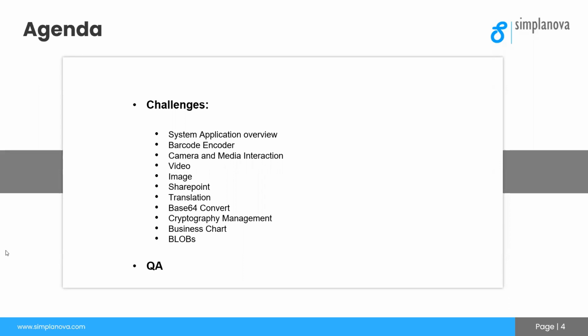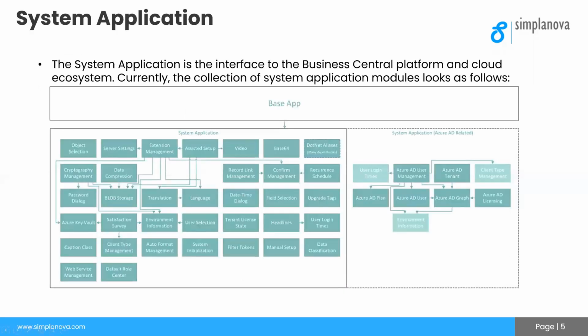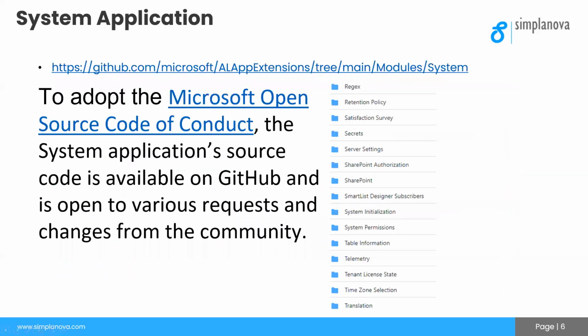So let's start off with the overview of the system application. I mentioned this in my previous webinar on the Sharepoint module, so I'll repeat myself in a few moments: as of BC21, the system application has become an app which stores a number of different Business Central features, which we can utilize to achieve whatever we want to achieve. These features are all built into separate modules that are neatly stored in the system app. The source code of these modules is available on Microsoft's GitHub, and you can find it by searching or through this URL right here.